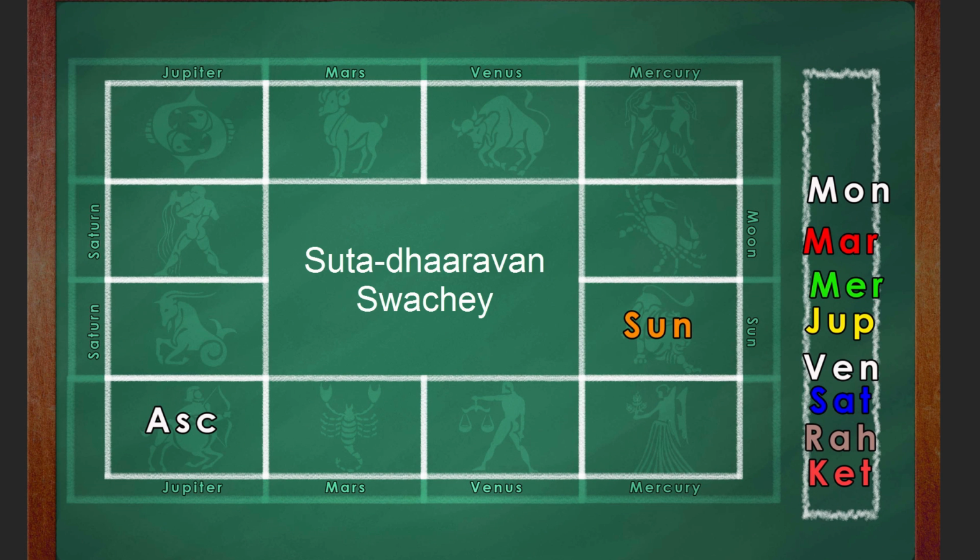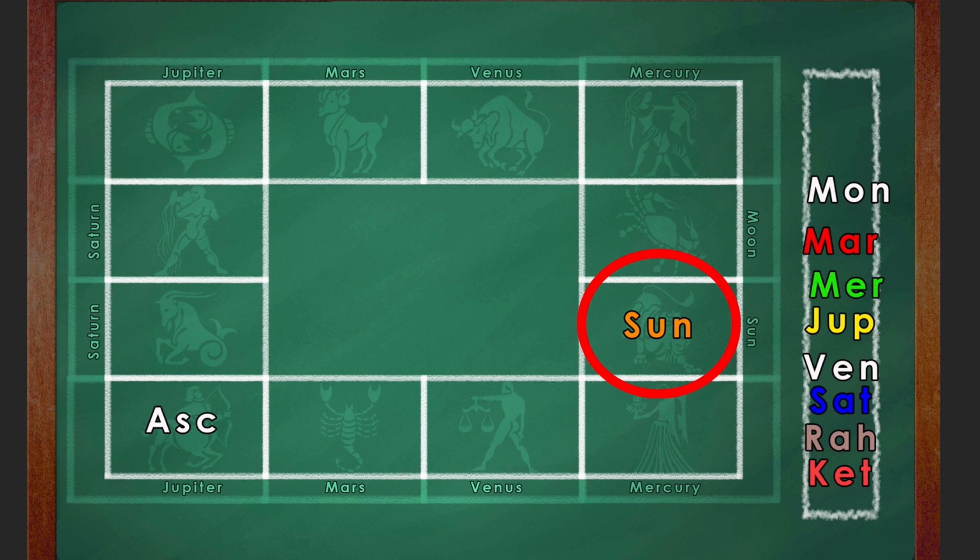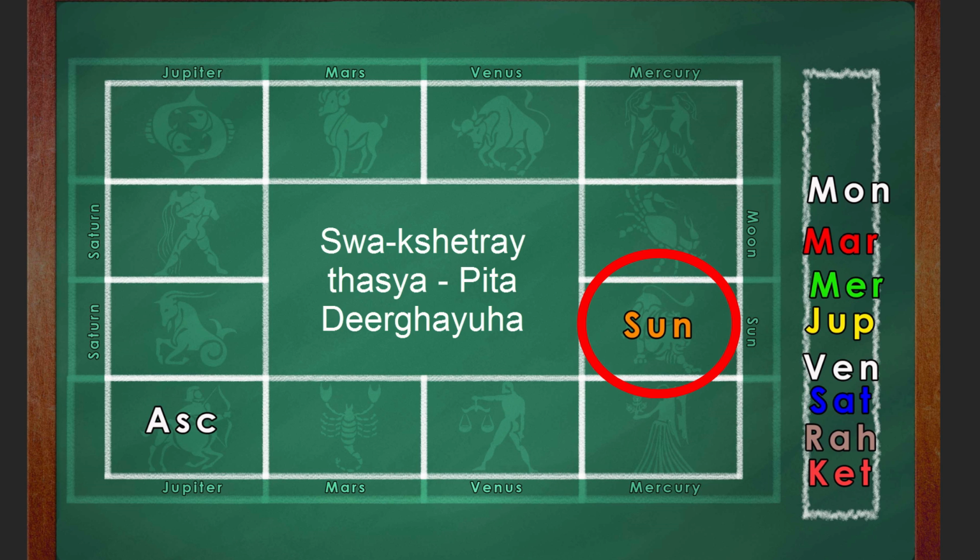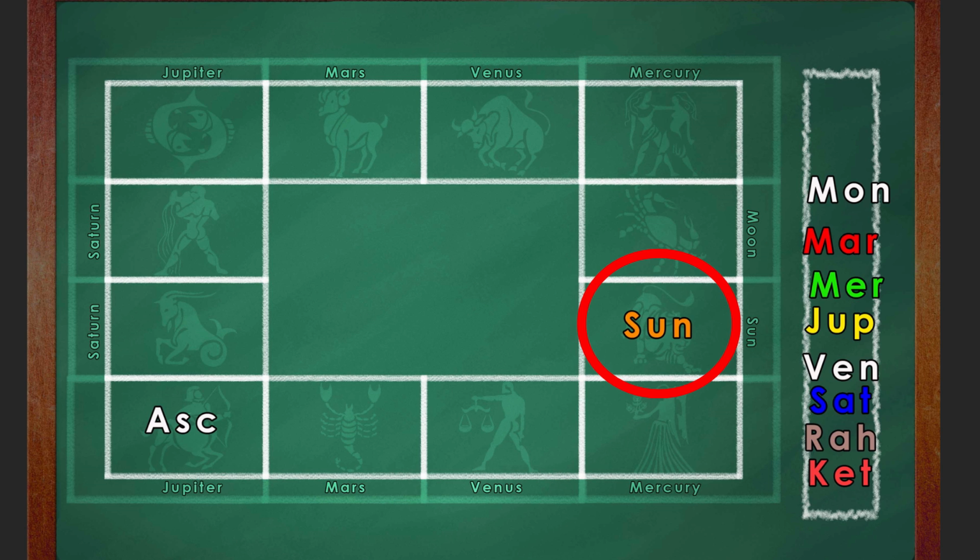Swachey means in its own house, the person would be blessed with a good spouse and children. If you read in between the lines, you'll have to understand that if the sun is not favorably placed, then maybe there is some stress relating to the spouse and children. The native's father will be long lived. Swakshetre tasya pita dirghayuha. So if it is in its own sign, then pita means father, dirghayu means long lived. The native's father will be long lived.